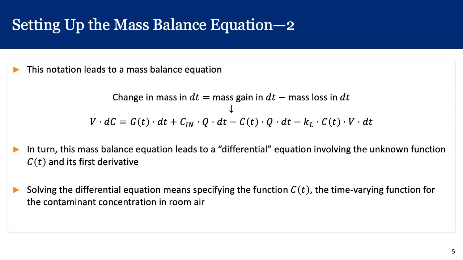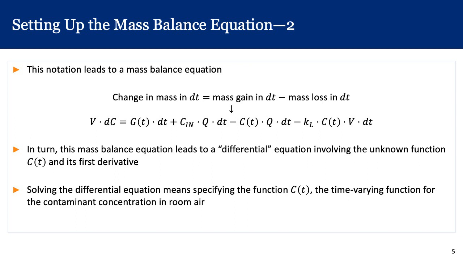Then we come to the mass loss terms, and so these are subtracted. So the first term among the mass loss, or the third term in the equation, is C room, which I've simplified here to just say C as a function of time, C(t), times Q times dt. So this is the mass loss from the room air because of the exhaust air. And then the last term is the loss due to all the other processes, so k times C as a function of time times the room volume times dt.